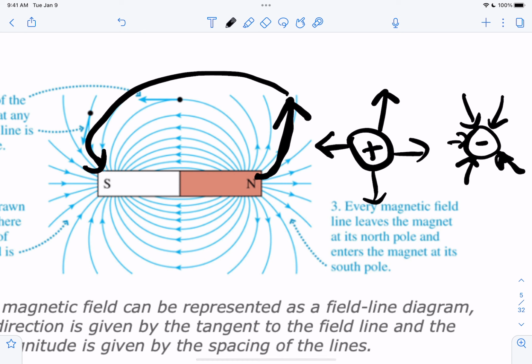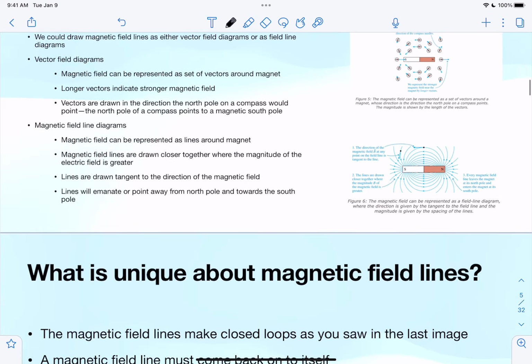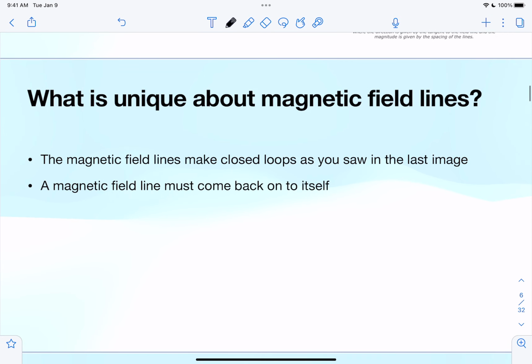Here we have it coming out of the North Pole and coming into the South Pole, right, for magnetic field lines. That's another important thing to understand here. But that's essentially how to draw or visualize these magnetic field lines in both of those ways.